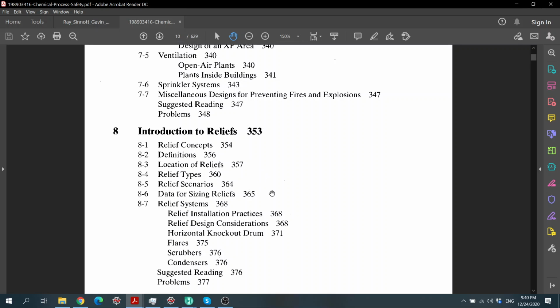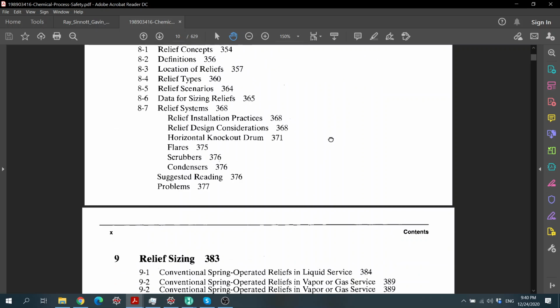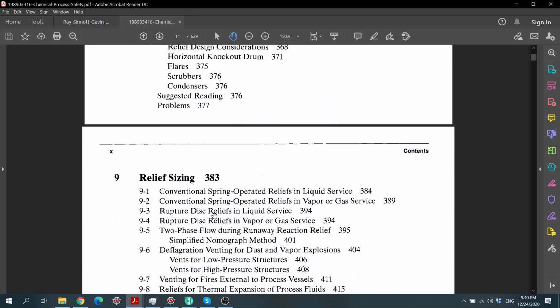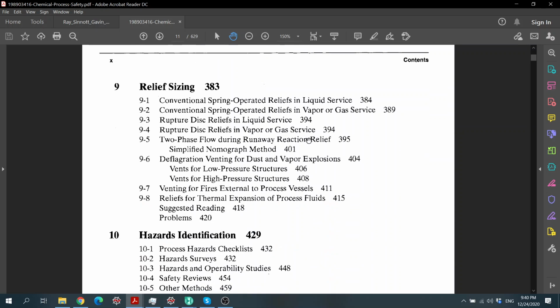you will learn about the types of reliefs and the locations of reliefs, and then chapter 9 is on sizing. The PSV valve itself is typically either conventional spring loaded or balanced bellows. We will see that later on. And then it has examples on liquid service, vapor and gas, and also two-phase flow.